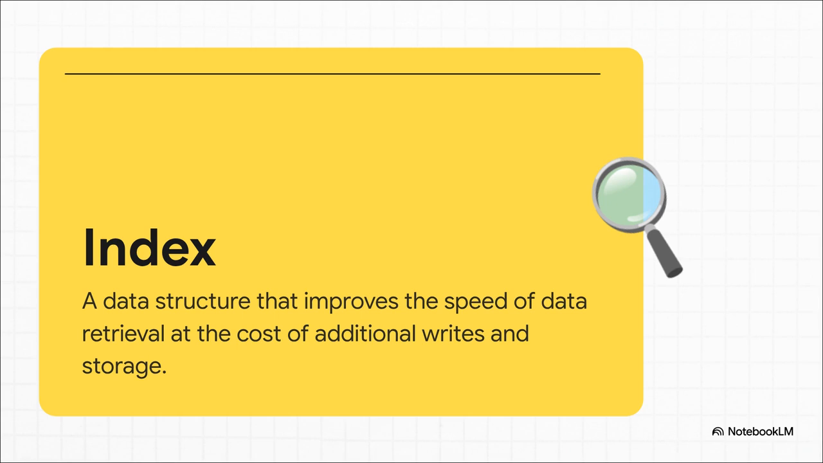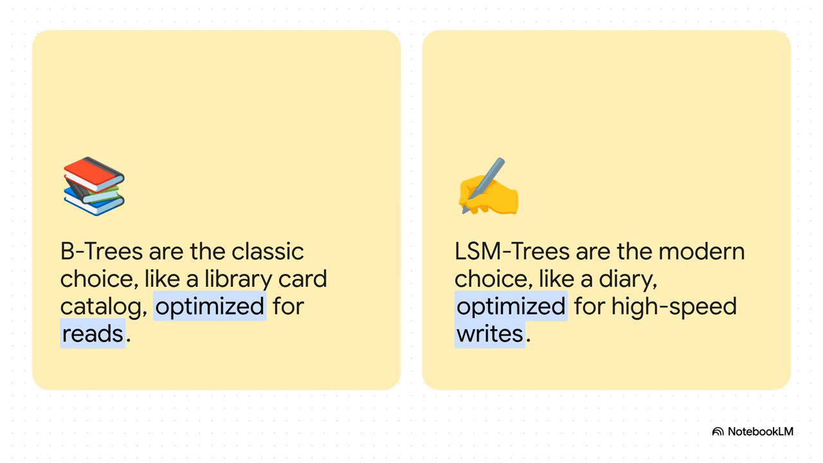But, and there's always a but, even here we hit a critical trade-off. And this is our first big showdown. In one corner, you've got B trees. Think of these like a perfectly organized library card catalog. Everything is in its right place. Amazing for finding stuff fast. That's what we call read optimized.